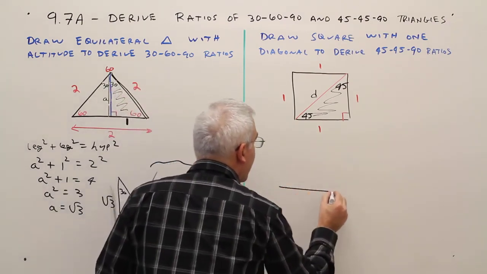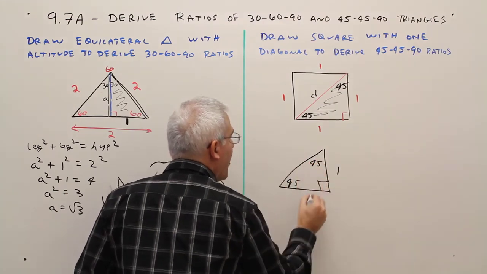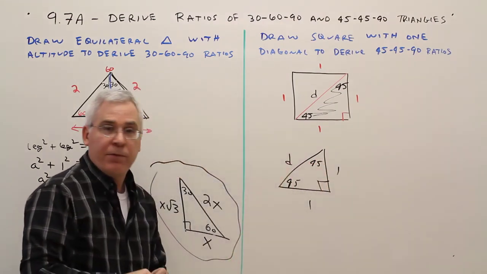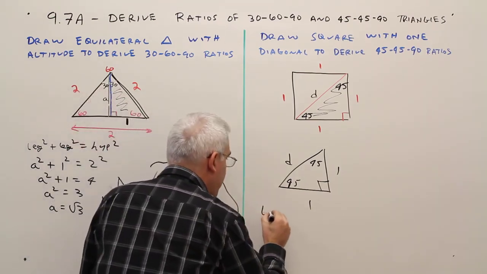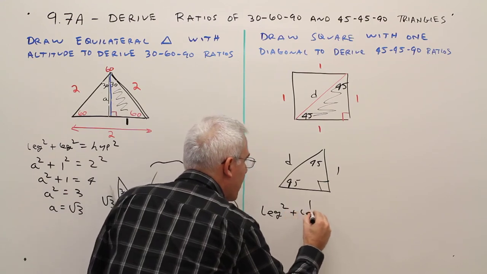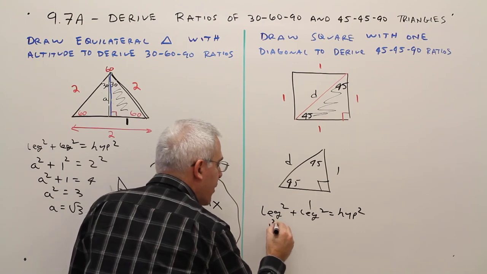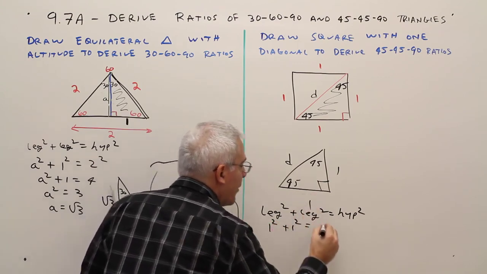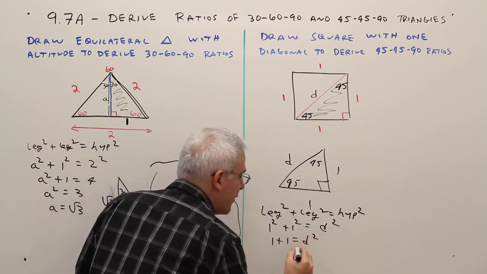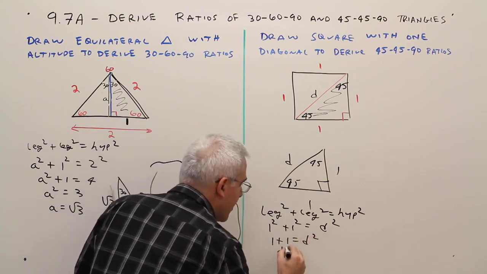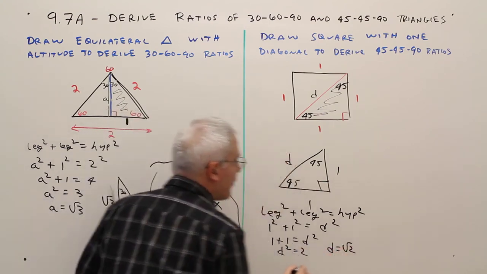So just draw again right here. 45, 45, 90, 1, 1, we'll call that D. Diagonal. Use the Pythagorean theorem again. So leg squared plus leg squared equals hypotenuse squared. 1 squared plus 1 squared equals D squared. 1 plus 1 equals D squared. D squared equals 2. So D equals the square root of 2.